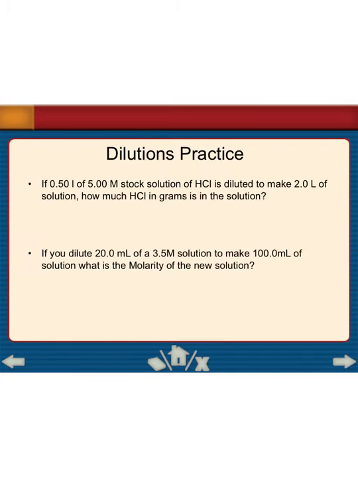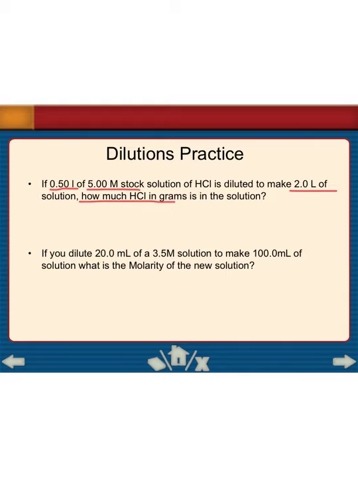Okay, this problem takes a little bit different approach. It says if you have 0.50 liters of 5 molar stock solution of HCl, hydrochloric acid, if that is diluted to make 2 liters of solution, how many grams of HCl is in the solution?